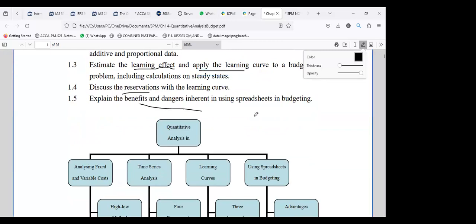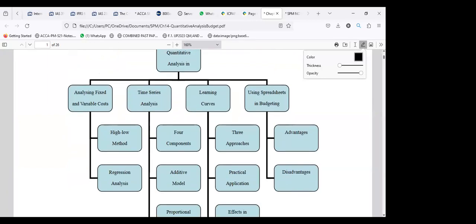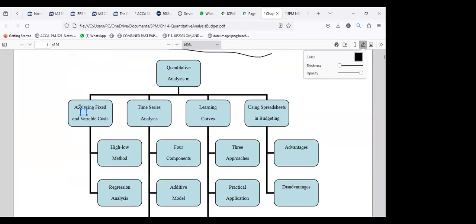Some people use Excel and spreadsheets in those cases. This PDF, I like it because it summarizes all of this in a very visual way. So you'd get to know that. Let's catch up with this. These are quantitative techniques in budgeting. When you want to analyze fixed and variable cost, we use high-low or regression.